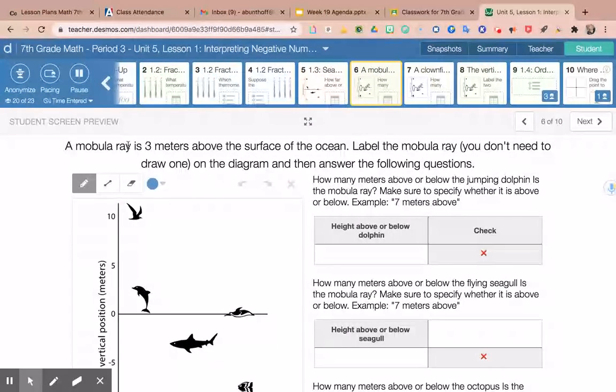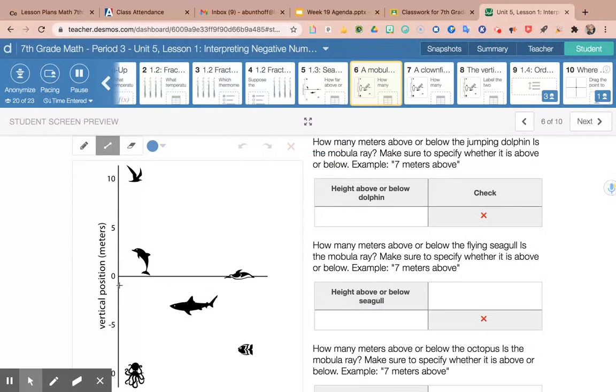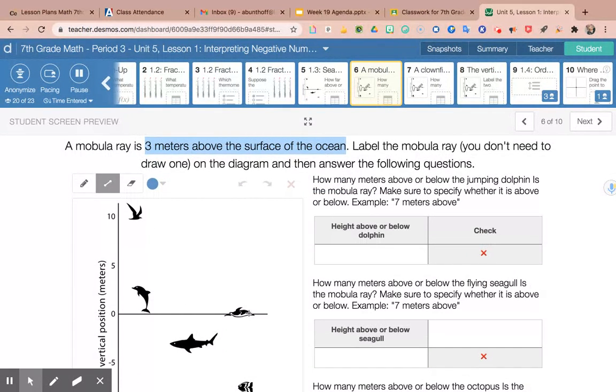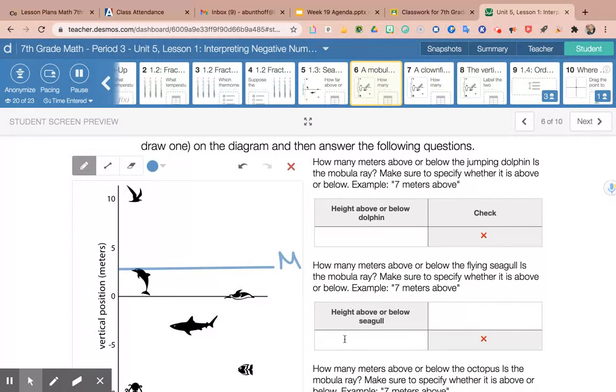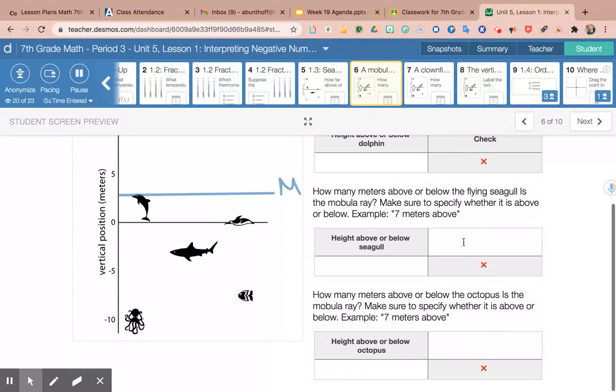Number 6, it says a movable array is 3 meters above the surface of the ocean. So you're going to want to use the line tool. And you're going to locate 3 meters above. So here's the ocean. 3 meters above is about right here. So you are going to want to label that location. You don't have to draw it, but you got to label it. So we can just use a line and say that that is the ray, the movable array. And answer the following questions. So make sure you're reading the directions. You got to label it and then answer the questions. There are 3. I forgot to write check in here, so just go ahead and write check.